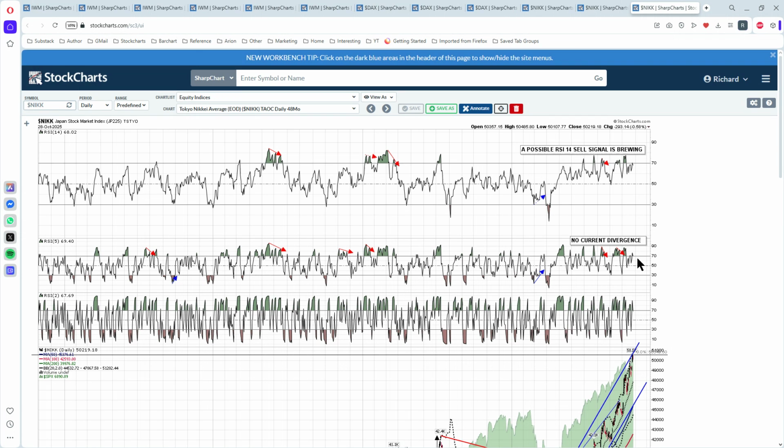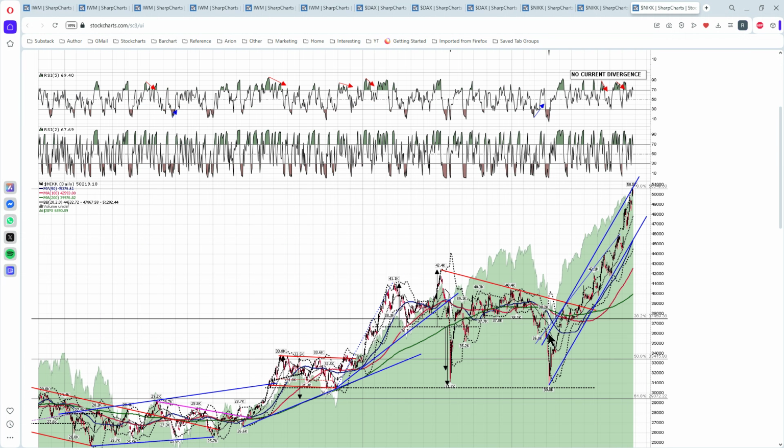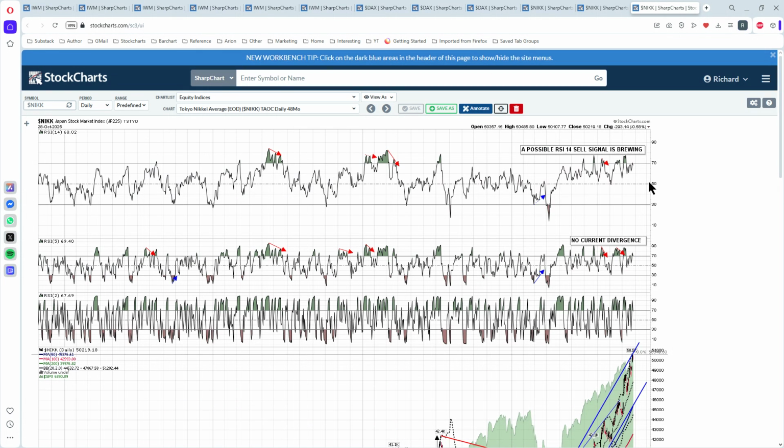Nikkei, we've got a possible RSI 14 sell signal brewing. We have hit a channel resistance trend line here, and at the moment, that is holding. Again, I'm wondering about a reversal here, but I'm not wild about the timing.